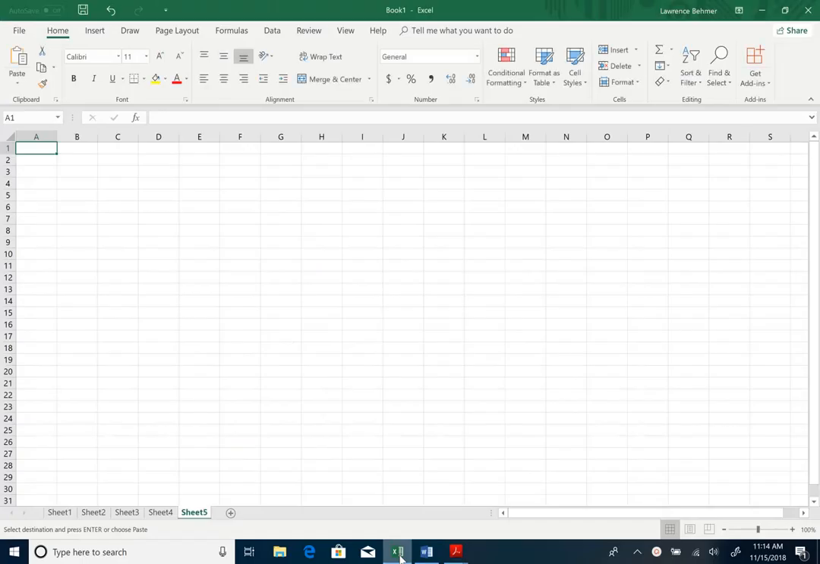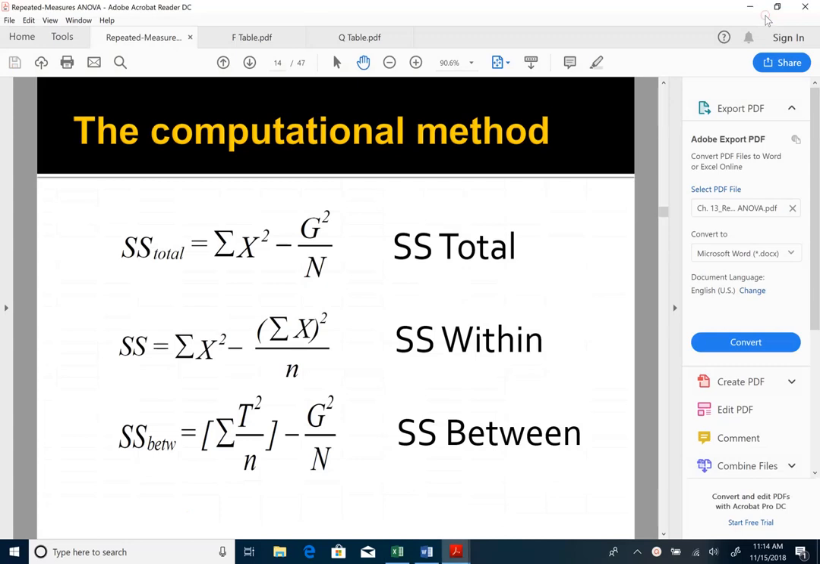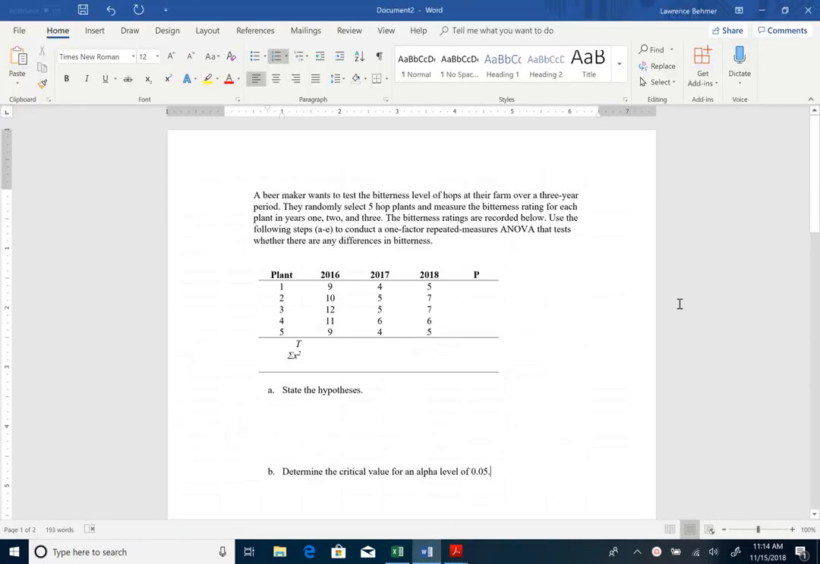I'm going to be doing everything in an Excel sheet, but you should still be able to follow along and see what it is that I'm typing in here to get the answers, right? To finish off computing the statistic. Okay, so let's look at a little problem I've devised.